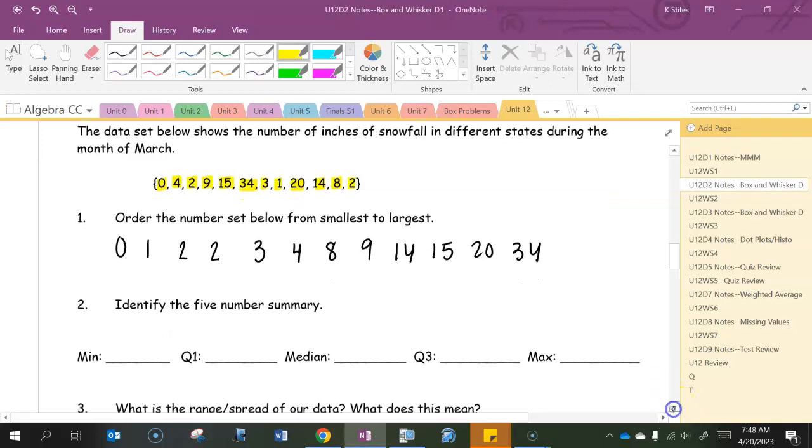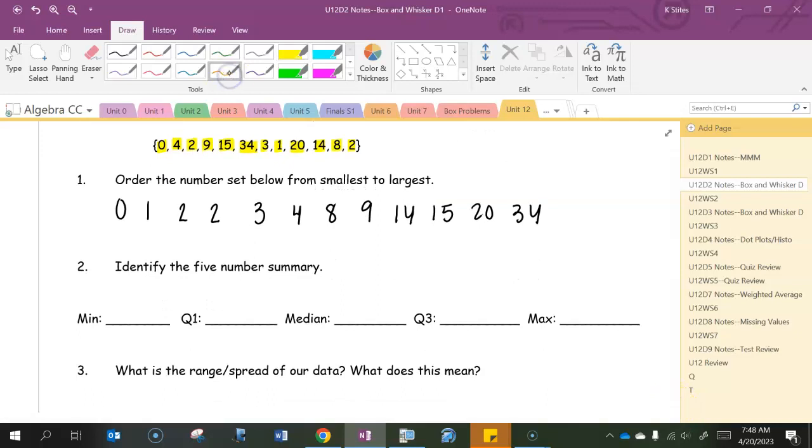Now we're going to identify our 5-number summary. Our minimum is just 0. Our maximum is 34. And now to find our median, I'm going to cross off from left to right.